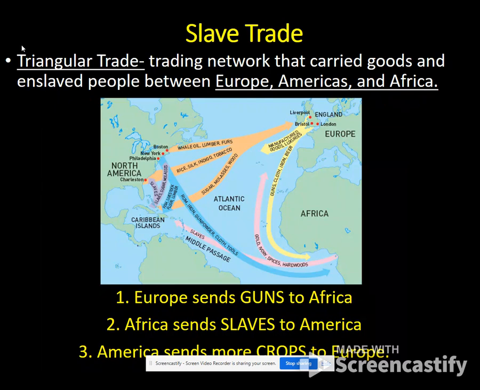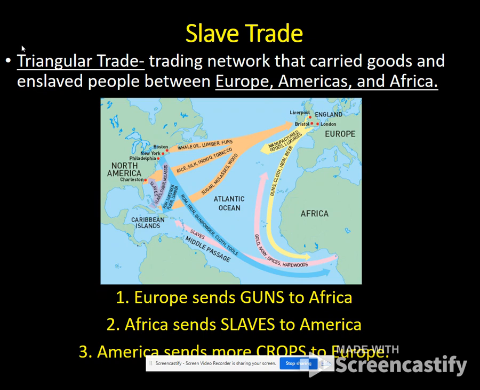The slave trade, also known as triangular trade, was a trading network that carried goods and enslaved people between Europe, the Americas, and Africa. Like I said earlier, Europe is going to send guns to Africa. Step 2 of the trade would be Africa sends slaves to America. And step 3 would be America sends more crops to Europe.